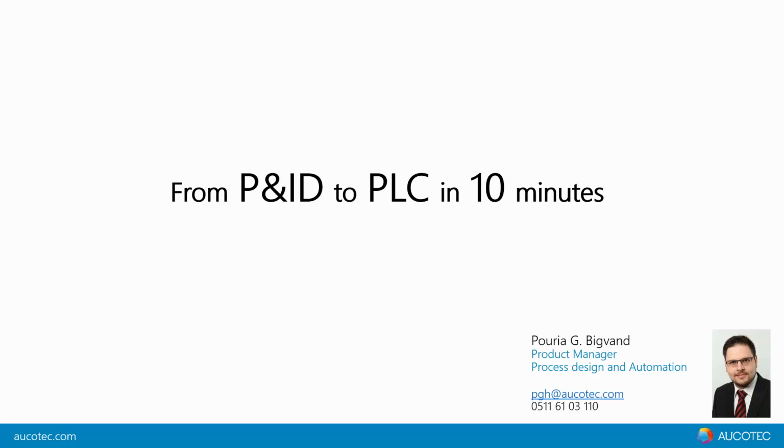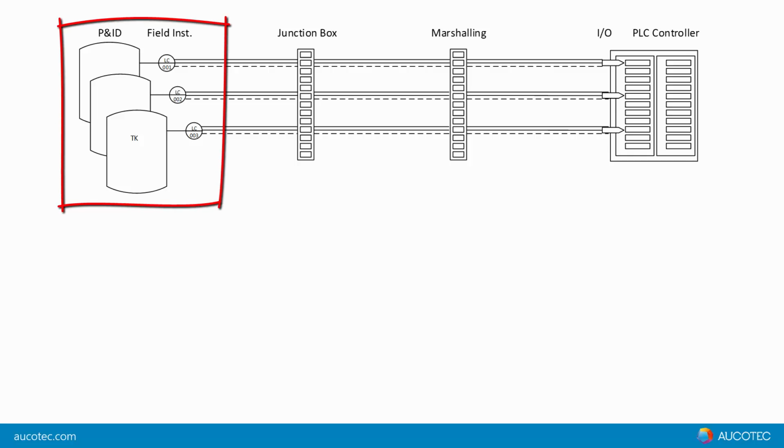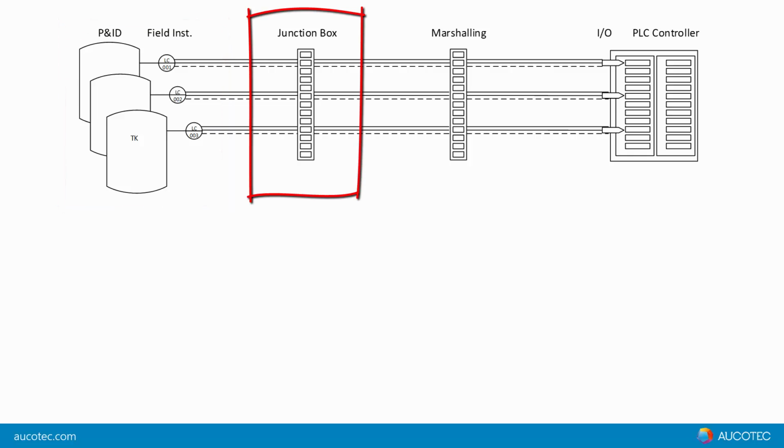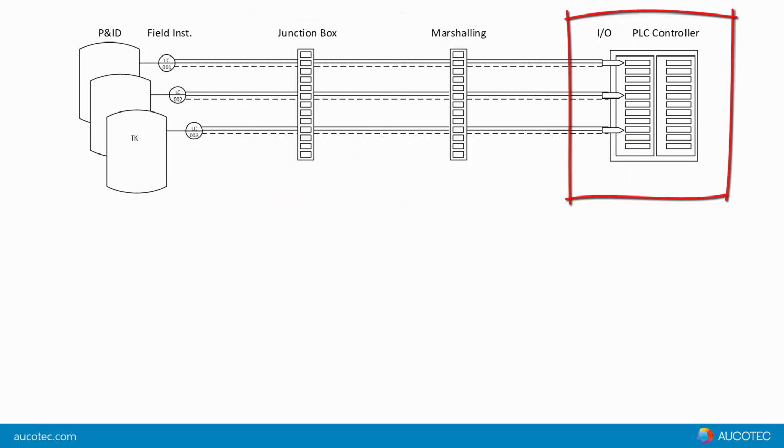In this movie, I'm going to show you how we can start from designing a P&ID and end up by allocating the IOs to the controllers in just 10 minutes. So, I'm going to realize this infrastructure. From the left side, we have the P&ID with 3 tanks and 3 field instruments. Then we have the junction box and all the wires in between. We have the marshalling, we have the IOs, and then we have the PLC controller.